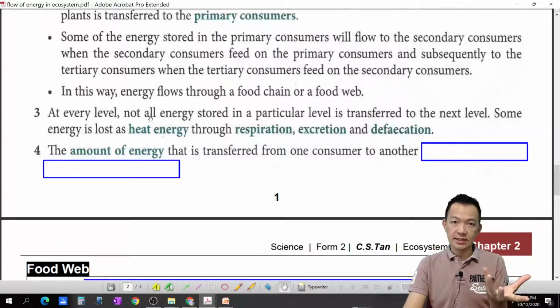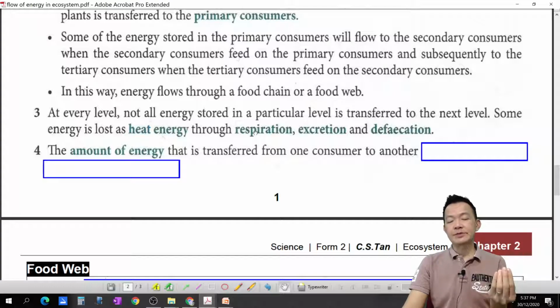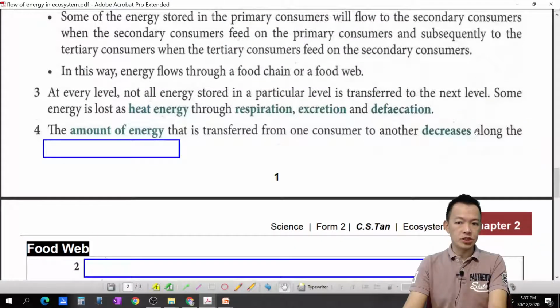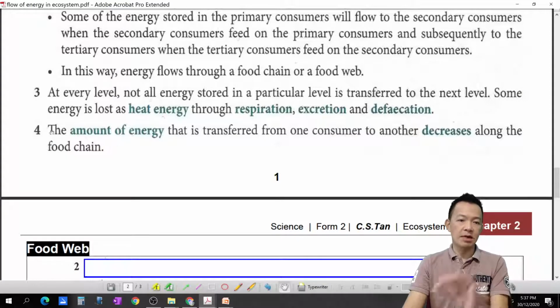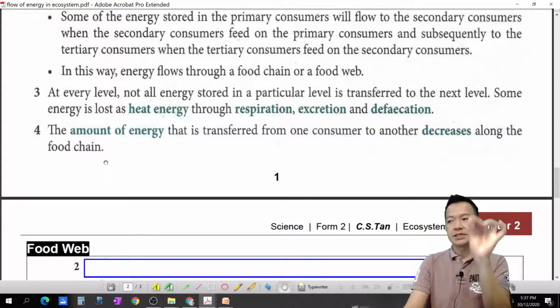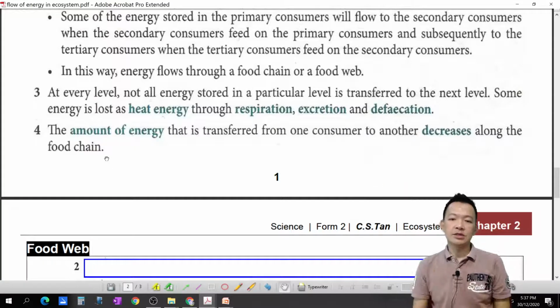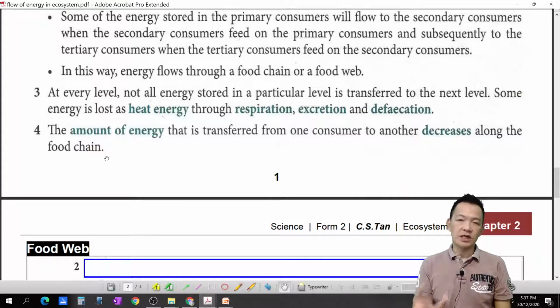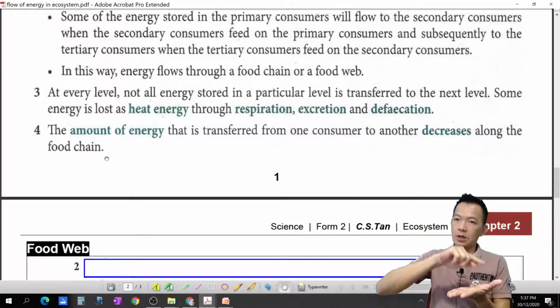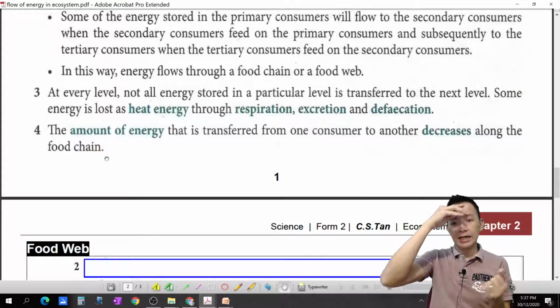因为有很多能量 OK 变成热能，在 respiration, excretion, defecation 排遗的时候已经还给了大自然，明白吗？So the amount of energy that transfer from one consumer to another decrease among the food chains. So 一回合再一回合，它的能量就会越来越少，直到第4回合少到不能再少，我们就量多做第5次，明白吗？So food chain is short. So food chain 下面的第1回合的生物比较多，过后越来越少，越来越少，understand?